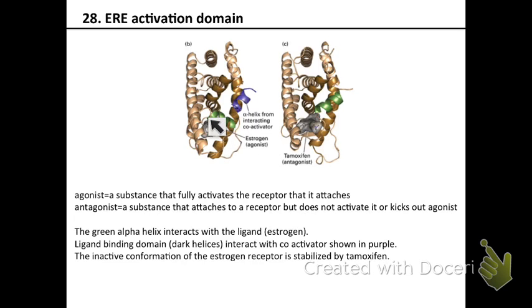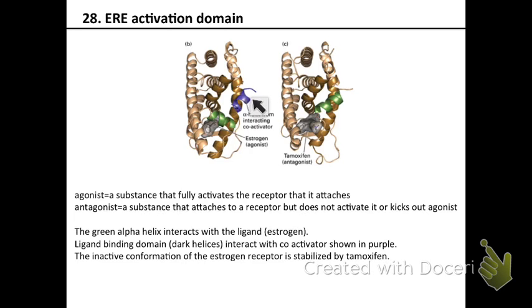Here, the green alpha helix is from the estrogen receptor and directly interacts with the ligand, the estrogen here. That interaction basically stabilizes this helix over the ligand. And what that allows is that there is a surface here in the receptor activation domain that is interacting with the alpha helix from a coactivator.